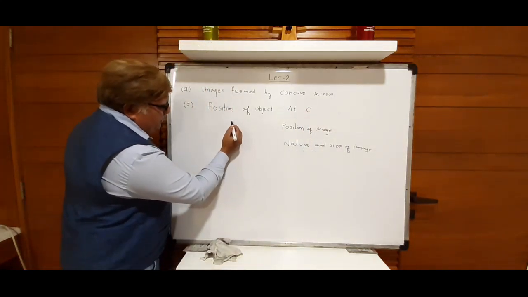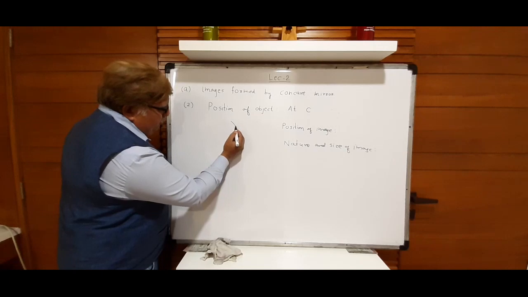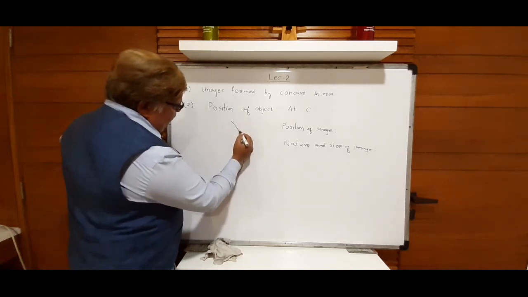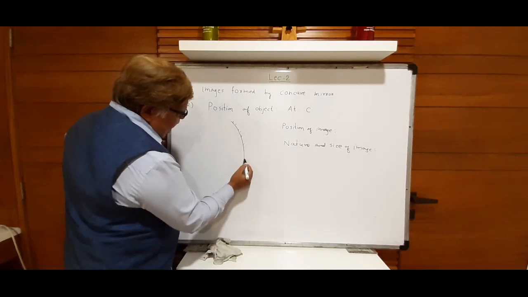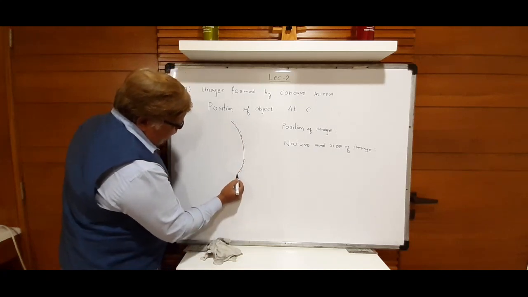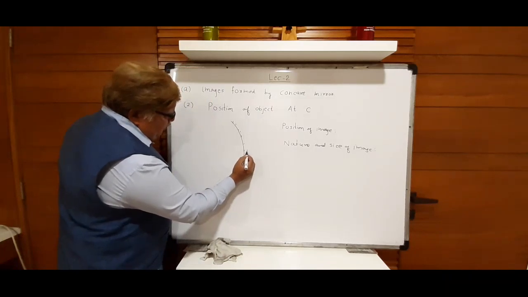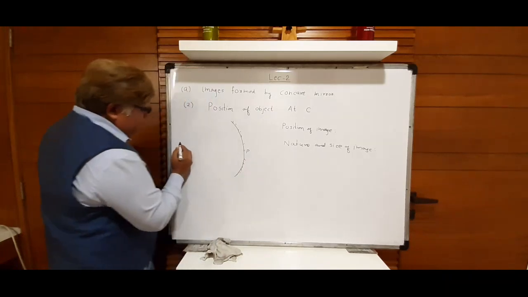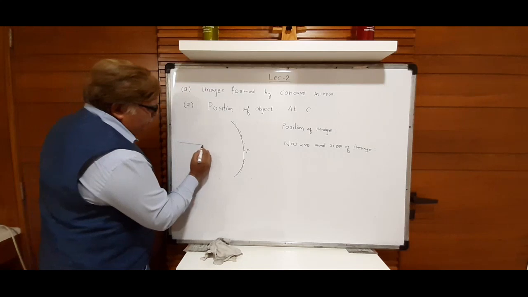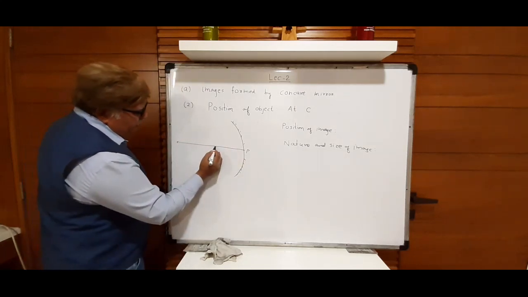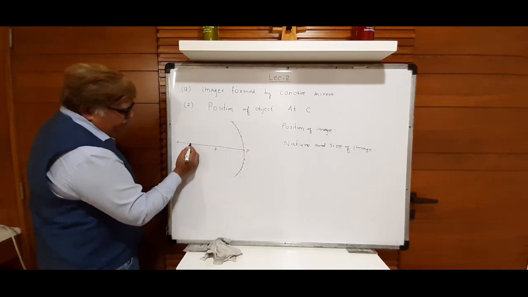Let us draw the diagram. First, as you know, concave mirror. Some dotted line to show painted part of the mirror. Okay. Then P, that is pole. Then, as you know, principal axis. F and C, as you know, this distance has to be maintained.